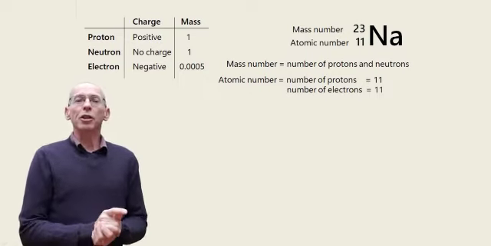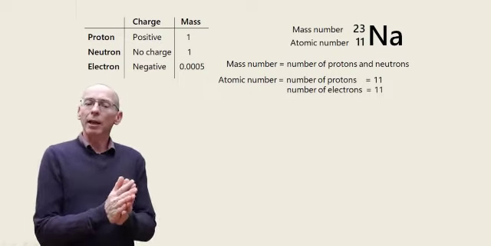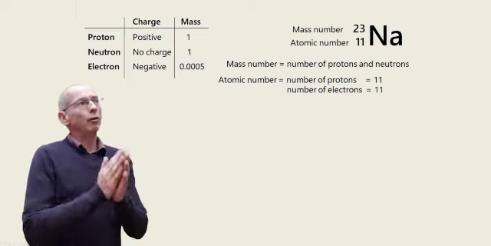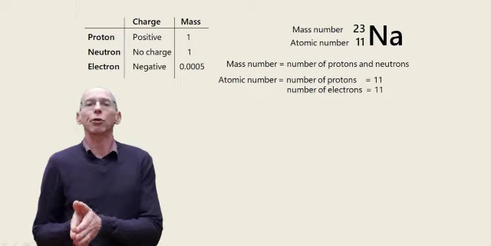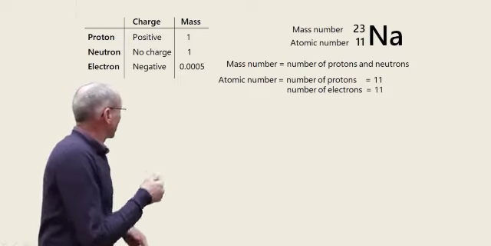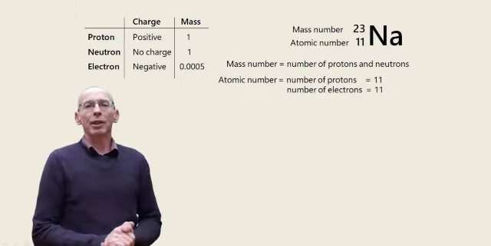It's the number of positive charges. Now remember, an atom is electrically neutral. So if you've got 11 protons, 11 positive, you're also going to have 11 electrons. So the atomic number then is the number of protons and the number of electrons.